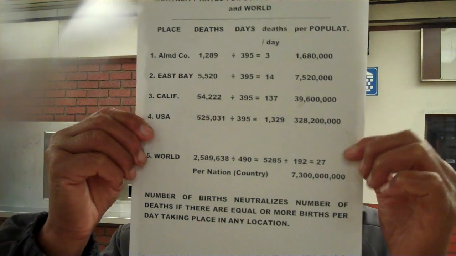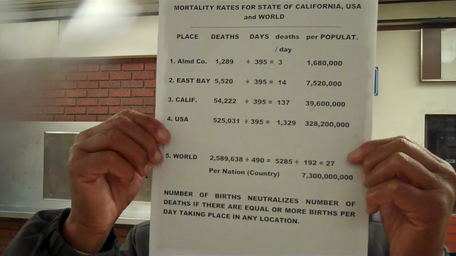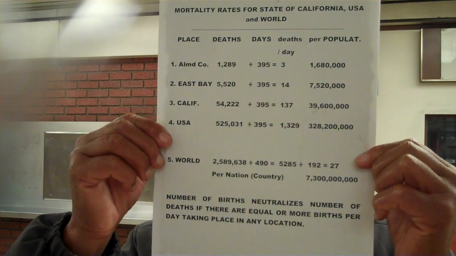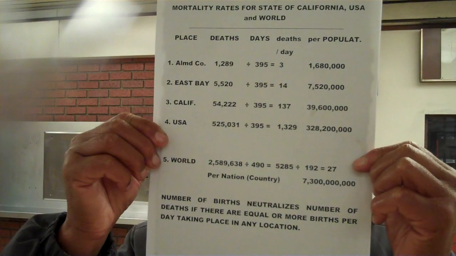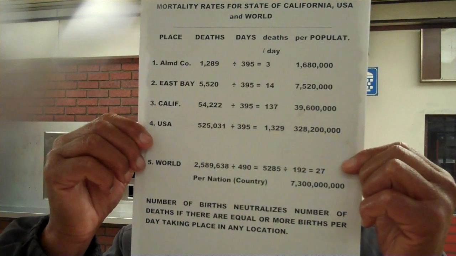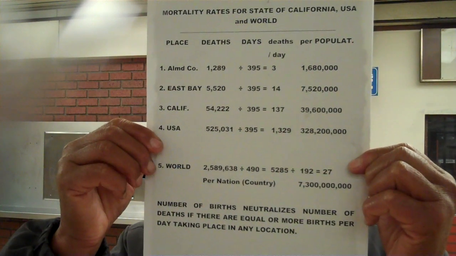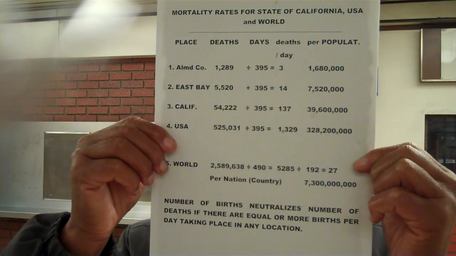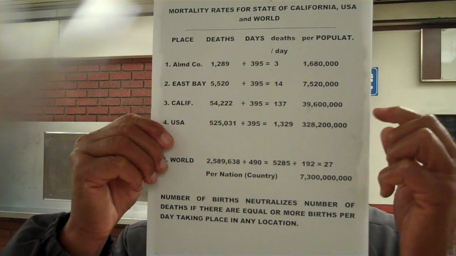We'll go to number 3, right here. California, the state of California itself, had 54,222 deaths divided by 395 days equals 137 deaths per day in a population of 39,600,000.